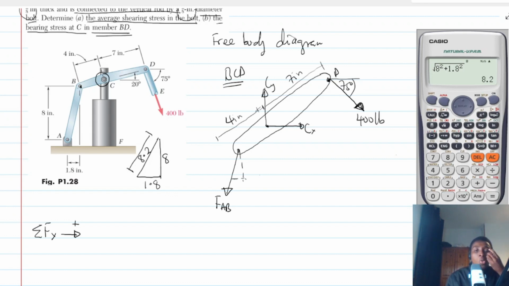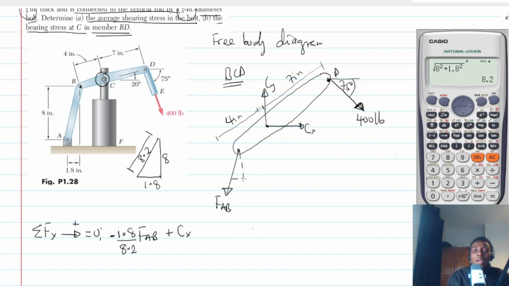All right. So that is it. If I want to resolve that force, the horizontal component is 1.8 divided by the hypotenuse, which is 8.2. Then I multiply by the force. Okay. But because the force is coming this way, the x component is going to be negated. So minus. Okay. And then Cx.